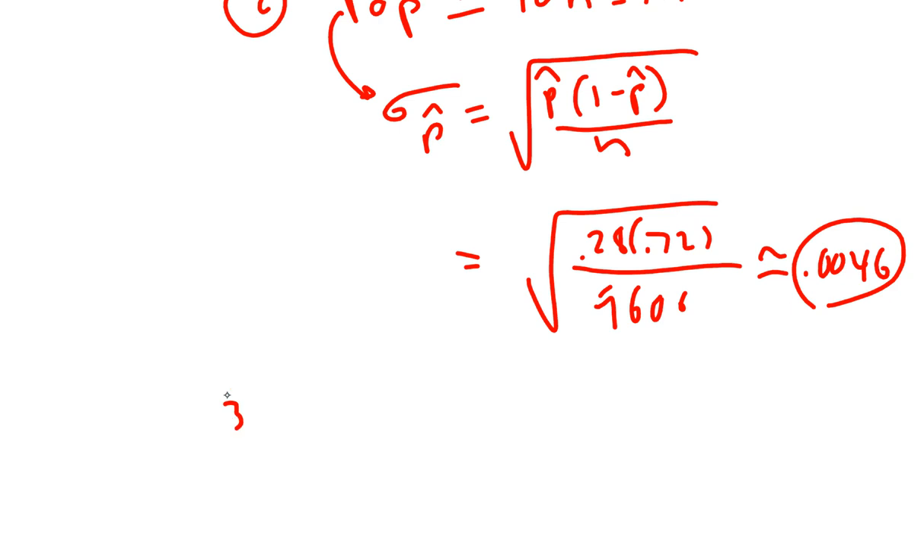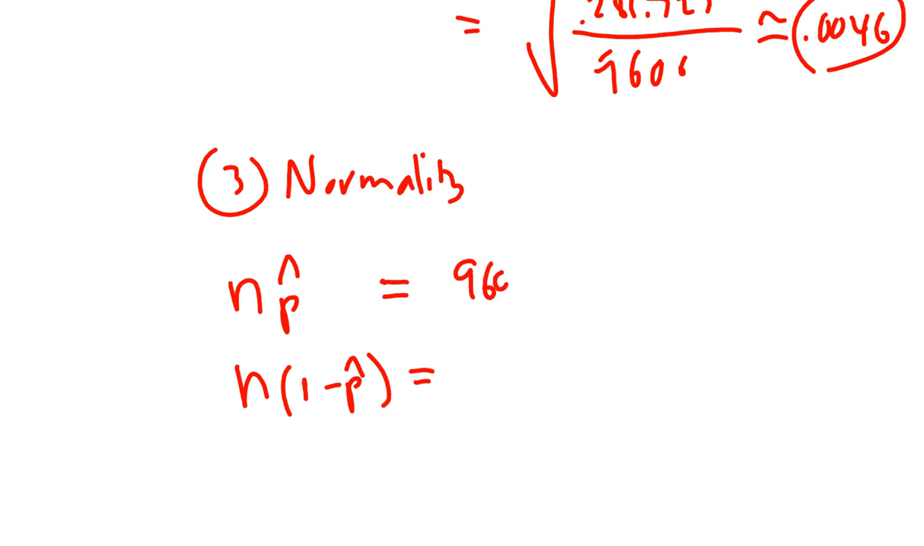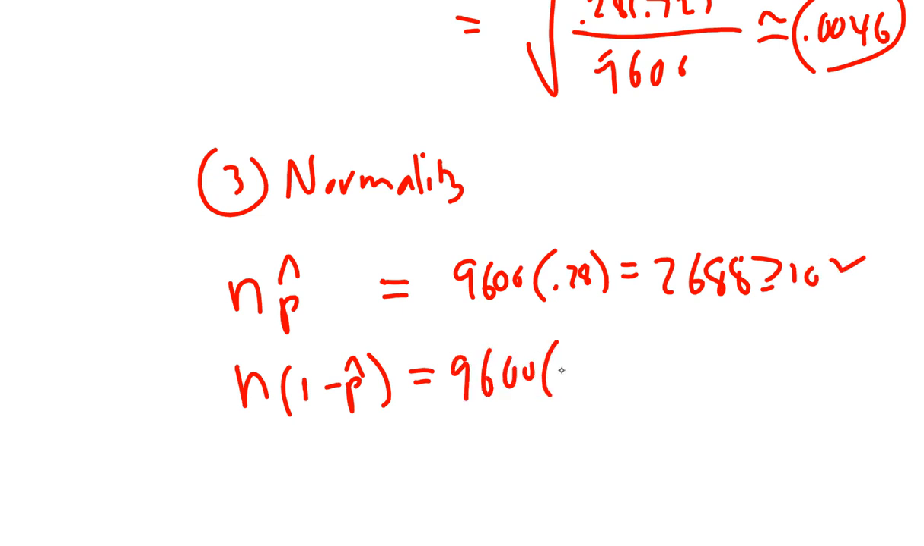Okay, the third assumption is to check for normality. If you want to make sure that we can use a normal distribution here, you need to check that n times p hat and n times 1 minus p hat are both greater than or equal to 10. So in the first case, we would have 9,600 times 0.28. If we do that, we end up getting 2688, which is certainly greater than or equal to 10, so we can check that off. Then I would do 9,600 times 1 minus 0.28, which is 0.72.